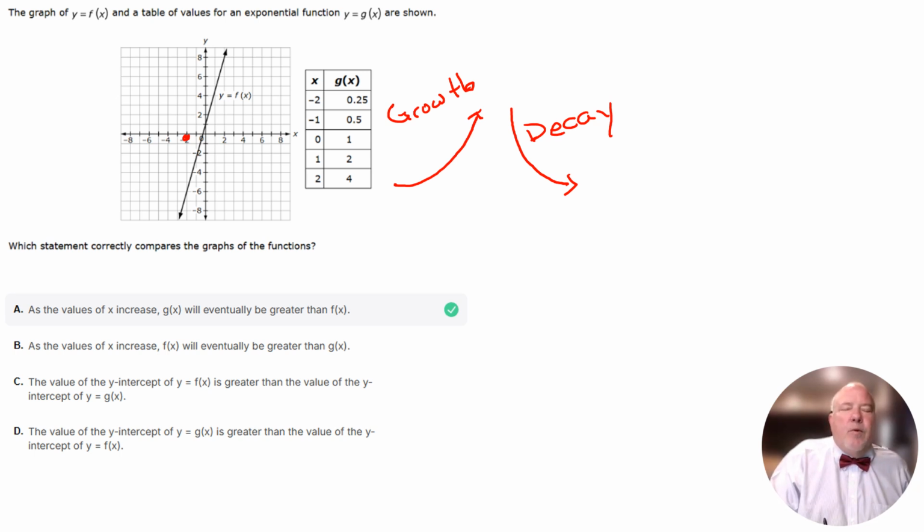Then I go to -1 and I have 0.5, so that's somewhere in there. And then 0 and 1. So that's my y-intercept, by the way. So that's where it crosses the y-axis. So you can see these have the same y-intercept. And then I have 1 and 2. So that would be there.